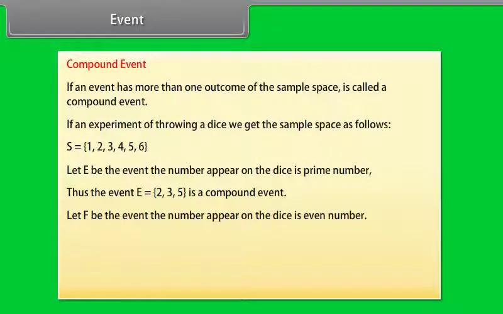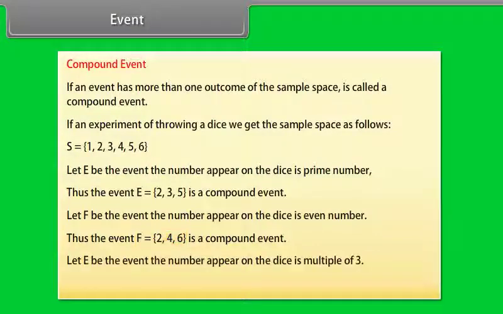Let F be the event the number that appears on the dice is an even number. Thus, the event F = {2, 4, 6} is a compound event. Let E be the event the number that appears on the dice is a multiple of 3. Thus, the event E = {3, 6} is a compound event.